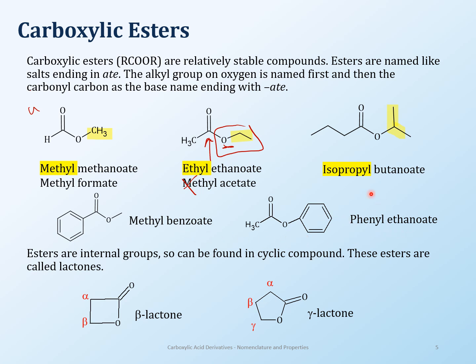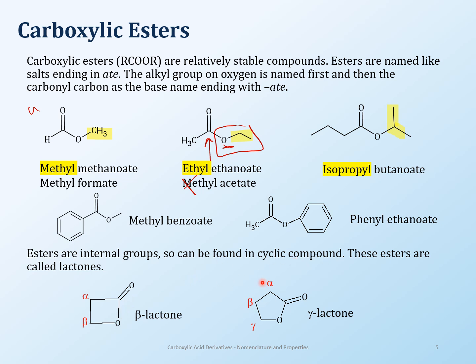There is no one way to draw an ester, to say that you have to draw the carbonyl first or the carbonyl afterwards. So there is no set way of drawing it. So you kind of have to just identify, okay, where the ester is, and then identify what the base chain is going to be. Esters are internal groups. Okay, so I've drawn some here for you.